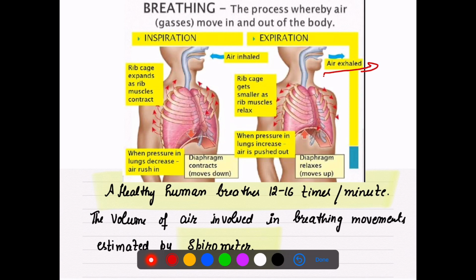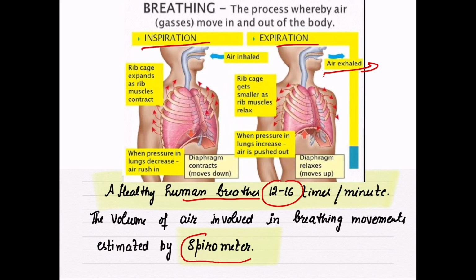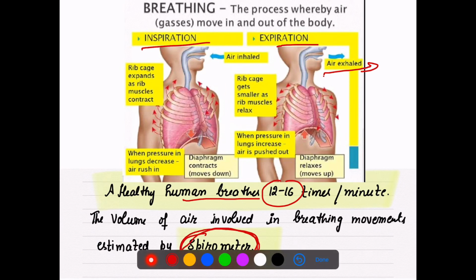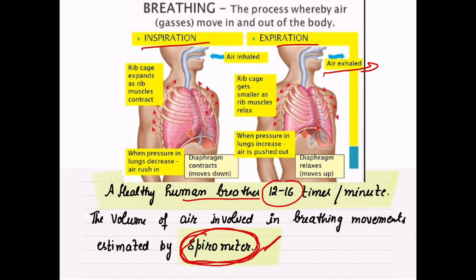A healthy human breathes usually 12 to 16 times per minute. If we have to check the inspiration and expiration of air involved in the breathing movement, it is estimated by the equipment called a spirometer. Like for blood pressure we use a sphygmomanometer, here for checking the breathing movement of air we use a spirometer.